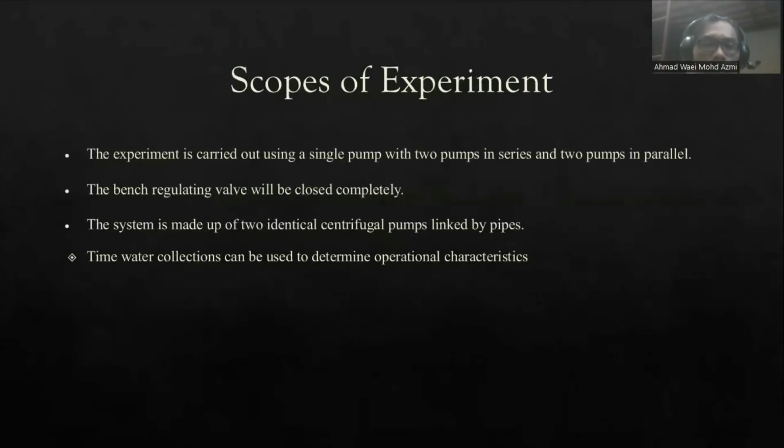So for the scope of the experiment, the experiment is carried out using a single pump, two pumps in series and two pumps in parallel. So the bench regulating valve will be closed completely. The system is made up of two identical centrifugal pumps linked by pipe. And lastly, time and water collection can be used to determine operational characteristics.